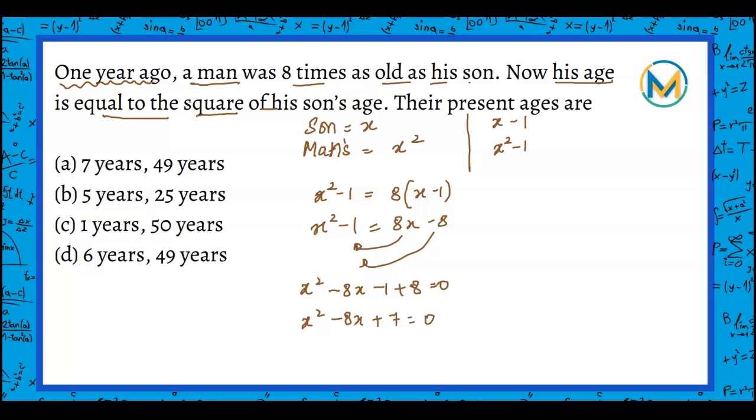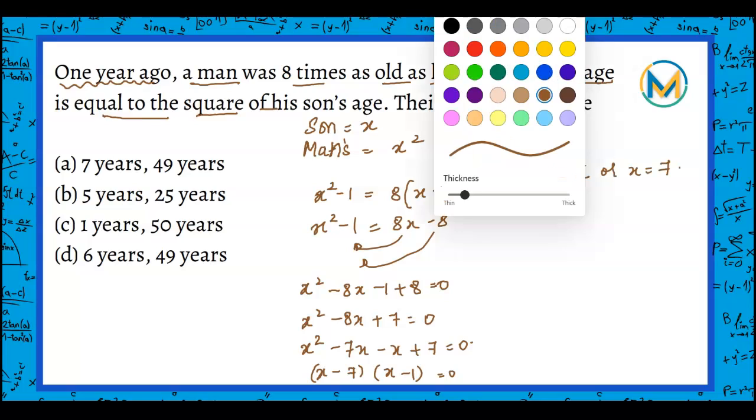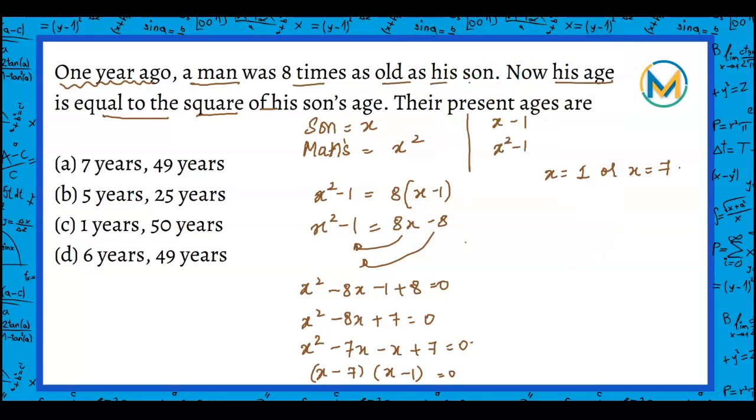So we factorize here. When I factorize, I get x square minus 7x minus x plus 7 is equal to 0. So I get two brackets, one is x minus 7 and the other one is x minus 1 is equal to 0. So x is either 1 or 7, one of the two conditions. So let's substitute and see which one satisfies our conditions.